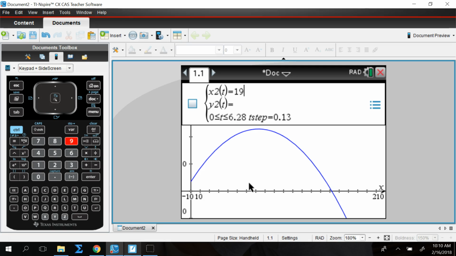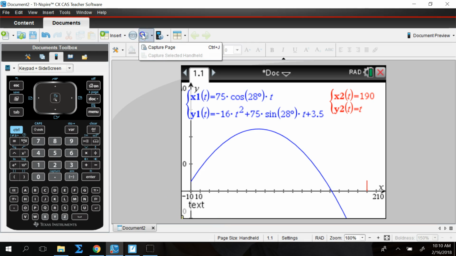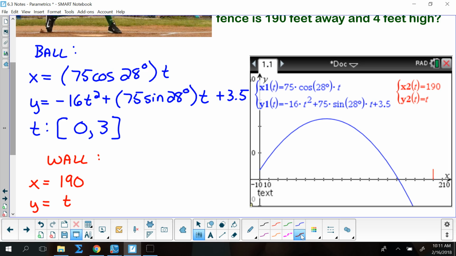So we said x is 190, y is t, and t goes from 0 to 4. Did Joe hit his home run? Nope, came up short, right? So he did not hit a home run.